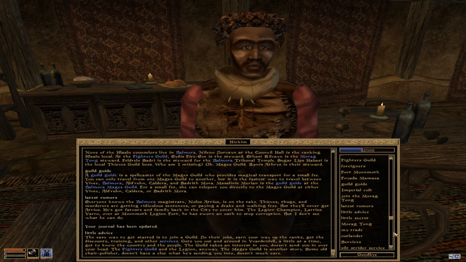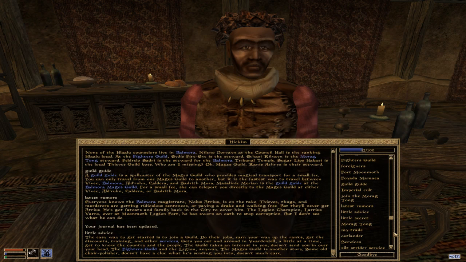The easy way to get started is to join a guild. Do their jobs, earn your way up the ranks, get the discounts, training, and other services. Gets you out and around in Vvardenfell, a little at a time. Get to know the country and the people. The guild takes an interest in you, doesn't send you in over your head.